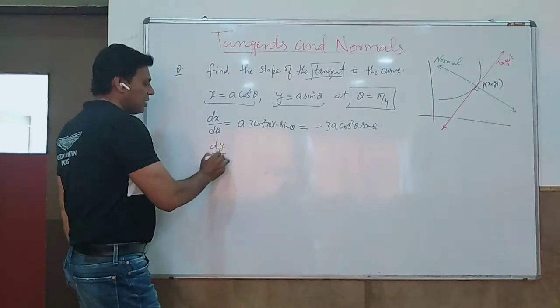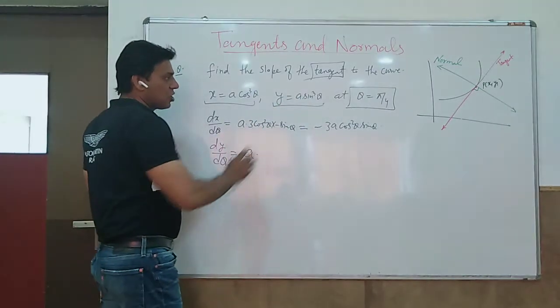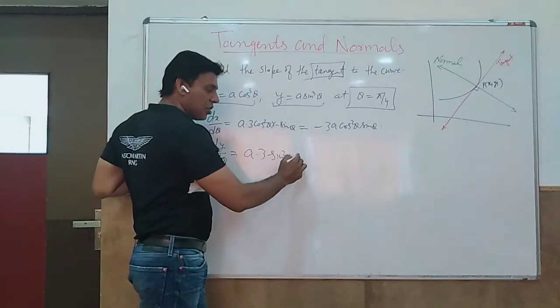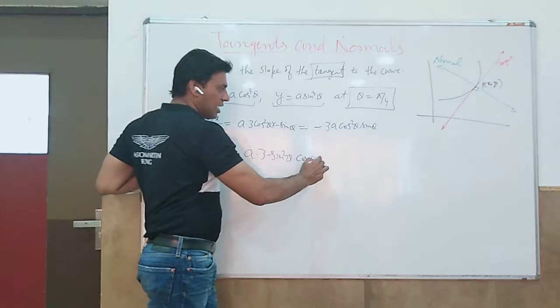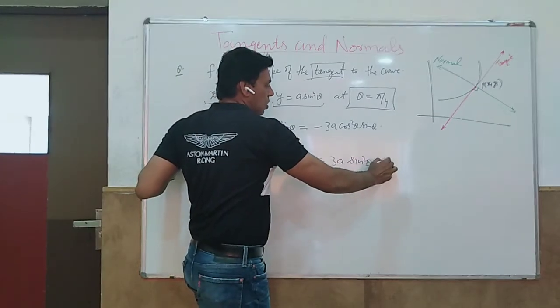Now we will find dy upon d theta. To differentiate it, a is constant, and for sin cube theta we get 3 sin square theta, and the differentiation of sin theta is cos theta. Finally you have 3a sin square theta into cos theta.